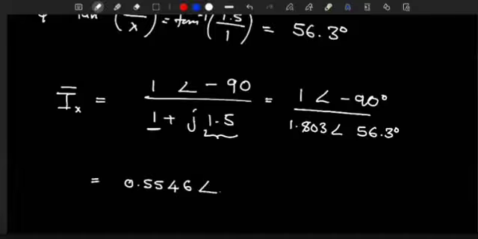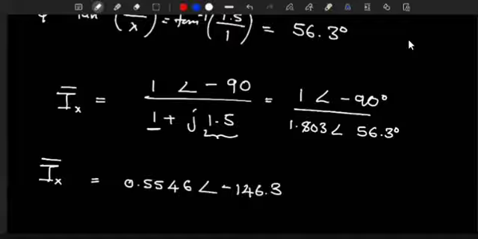The angles we need to subtract. So we're subtracting minus 90 minus 56.3. When we subtract those, we get minus 146.3. So this becomes our expression for Ix. Any questions there? Okay.